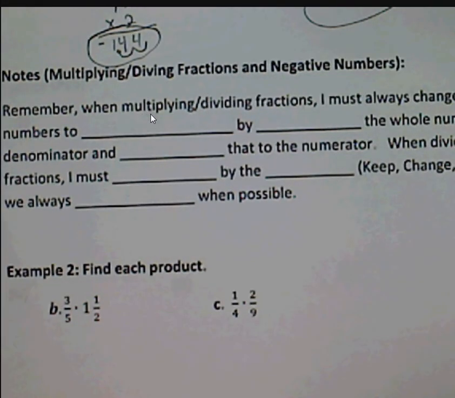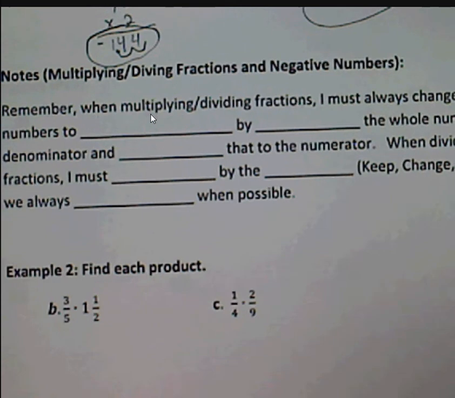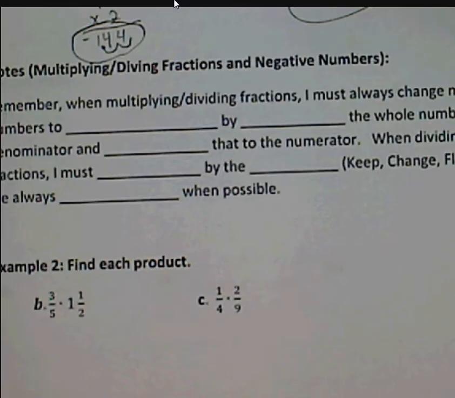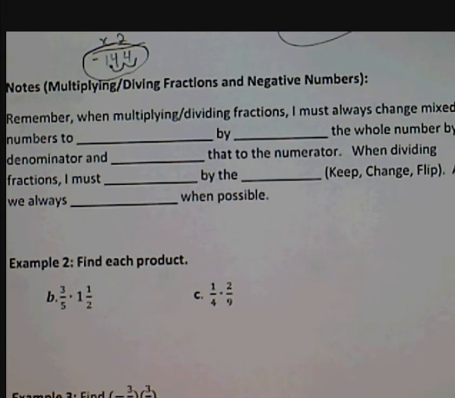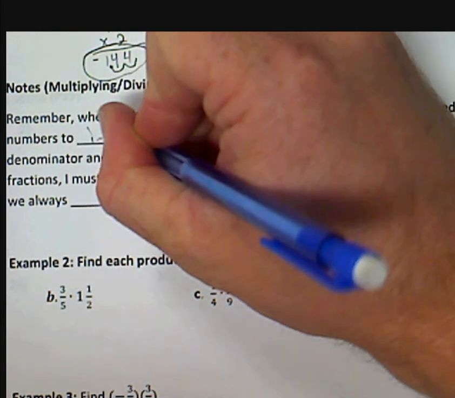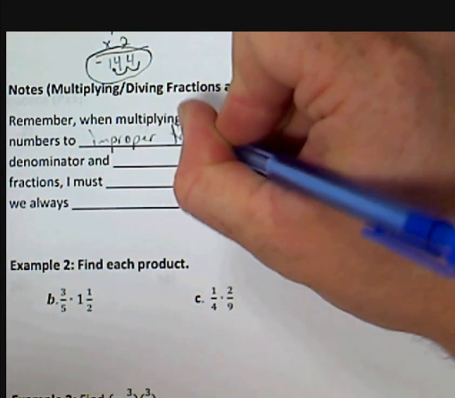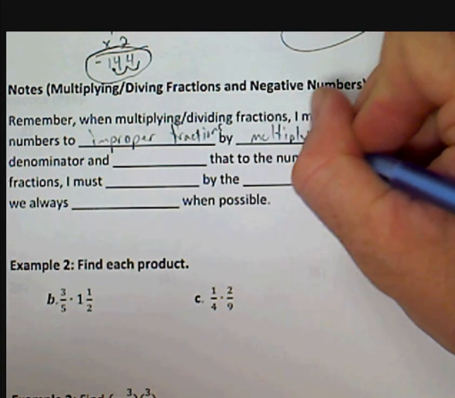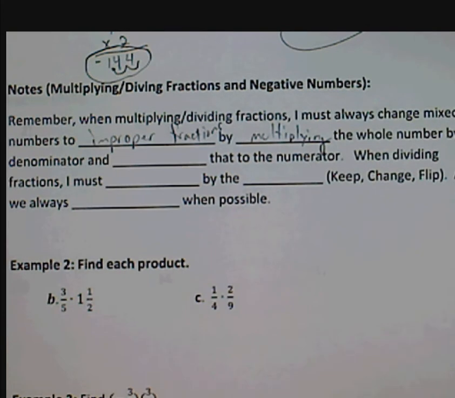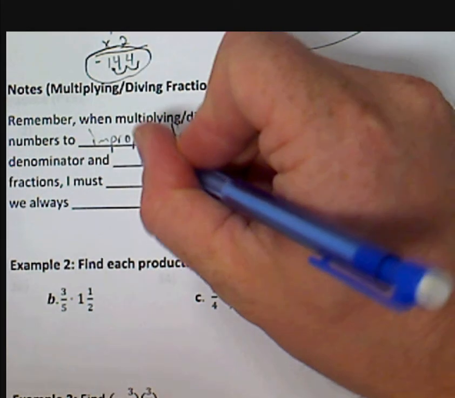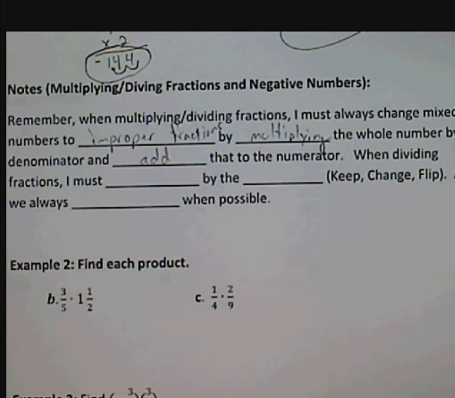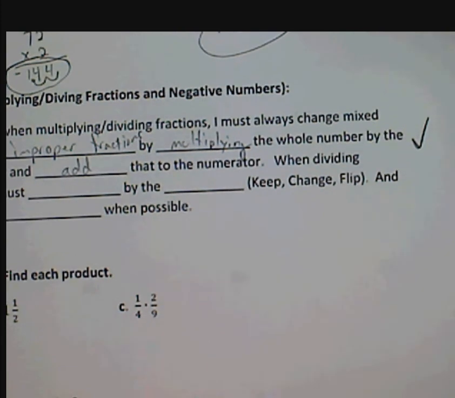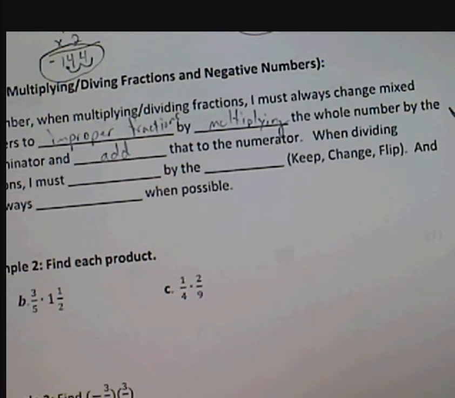Now we can move on to multiplying and dividing fractions and negative numbers. Remember, when multiplying and dividing fractions, I must always change my mixed numbers to improper fractions by multiplying the whole number by the denominator and adding that to the numerator. I actually call this the check mark method. So I'm going to put a check mark to the side. That's what I mean, and I'll show you in a second.